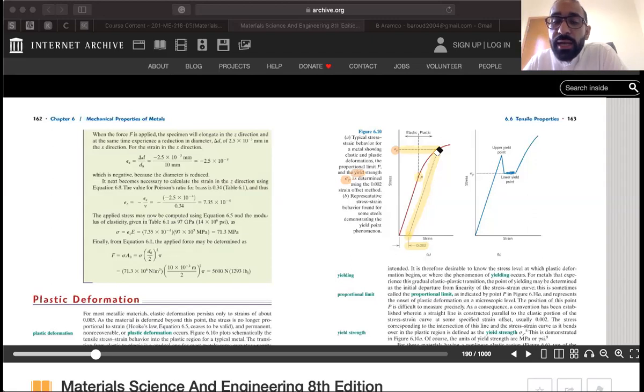Now, in a real application, if you want to be in the plastic region, you have to apply, do you think, a higher value or a lower value?